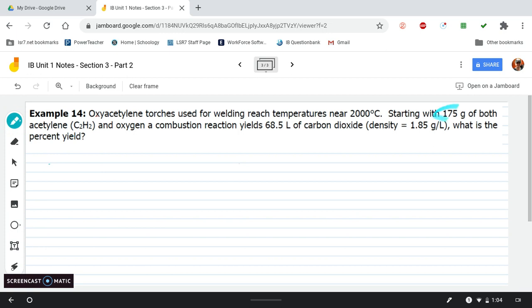They say we have 175 grams of the acetylene and oxygen. It undergoes combustion. 68.5 liters of carbon dioxide are created. It has a density, and they want to know percent yield. Okay, so let's kind of digest all of this.